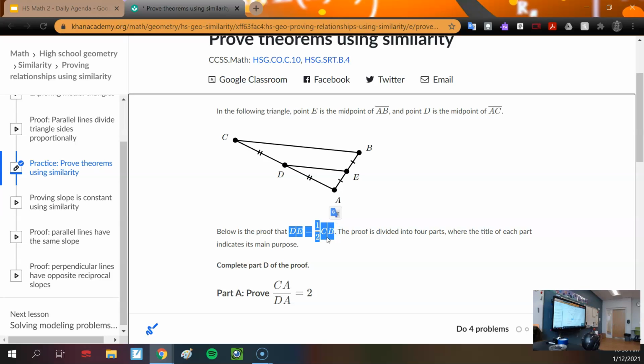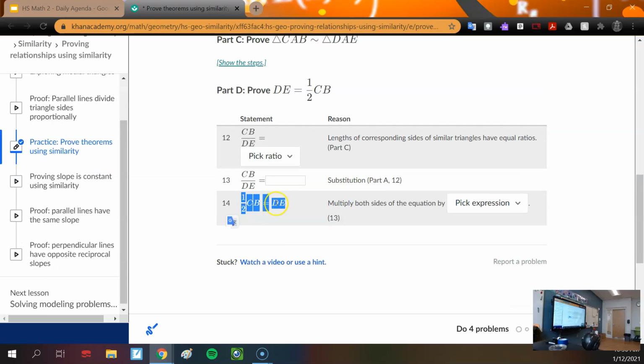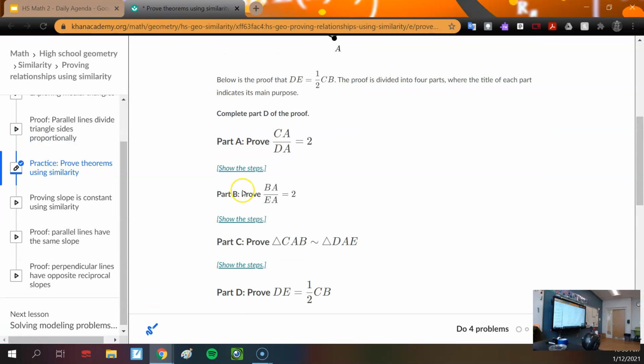So in these assignments, when it says below is the proof that, what comes after that is the final thing in the proof, right? It is the thing that we are trying to prove. So I can't quite remember how much proof we did in Math 1. Some of you took it over the summer. Some of you had Mr. Hall, obviously. But when we were trying to prove something, that's always the last step. So as we work through here, the first thing we want to prove is that CA compared to DA is equal to 2.